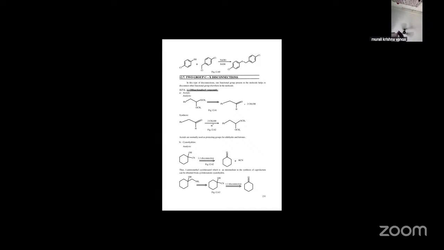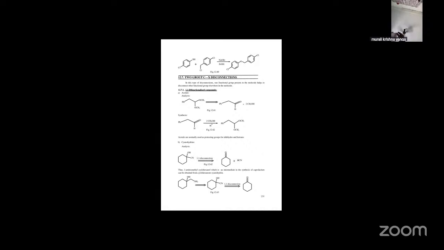Next, two group C-X disconnection. In this type of disconnection, one functional group present in the molecule helps to disconnect the other functional group present in the molecule. These are classified into three types. One is 1,1-difunctionalized compounds. In these 1,1-difunctionalized compounds, two functional groups are attached to the same carbon atom.